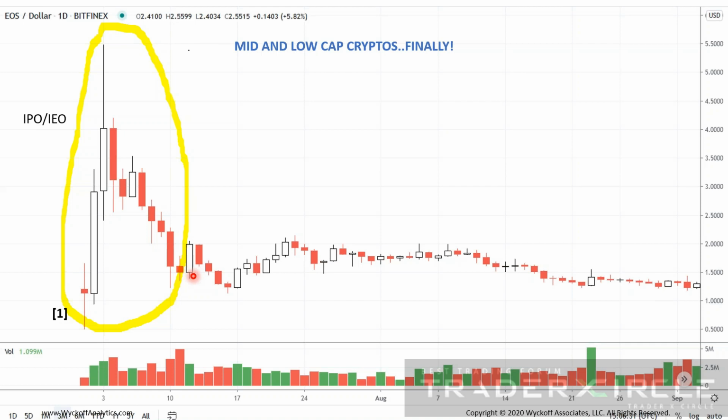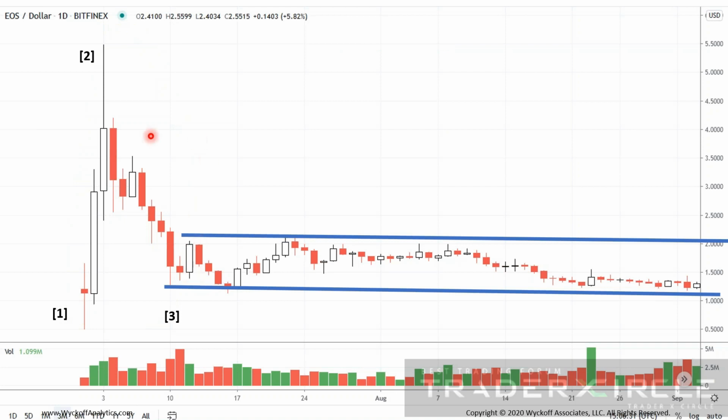Point 3 is the last significant number. We see some increase of volume, a stopping action, and the trading range starts.